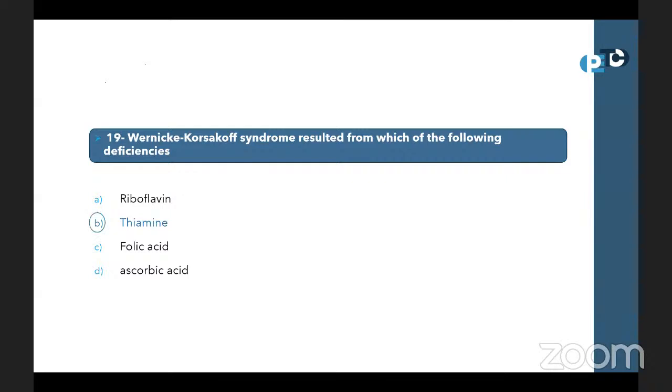Okay, thiamine is vitamin B1. Riboflavin is vitamin B2. Vitamin B3 is niacin or nicotinic acid. Okay. Folic acid is vitamin B9, while ascorbic acid is vitamin C.